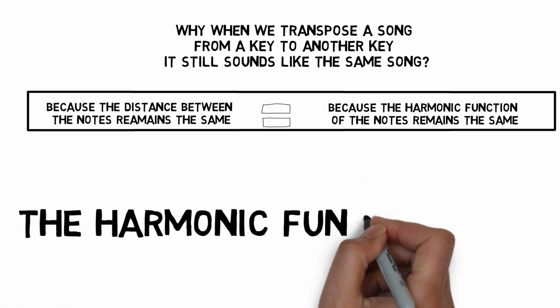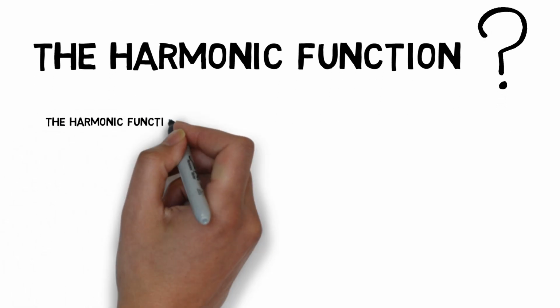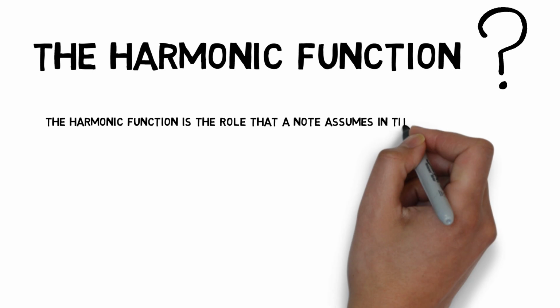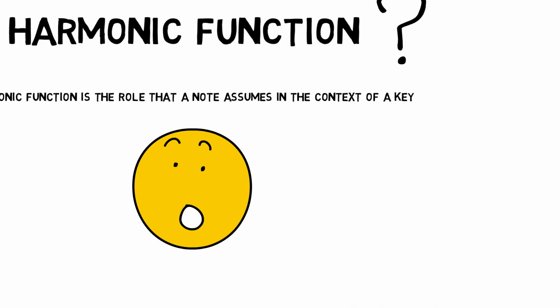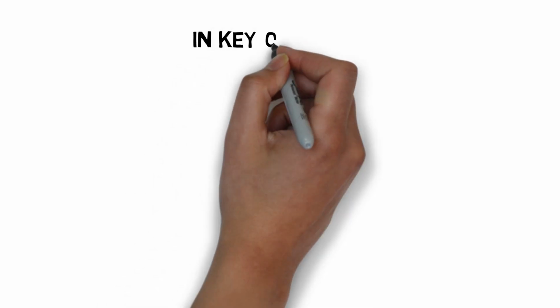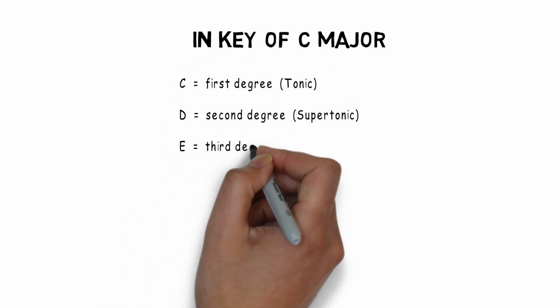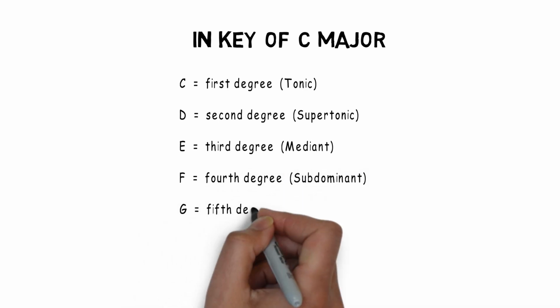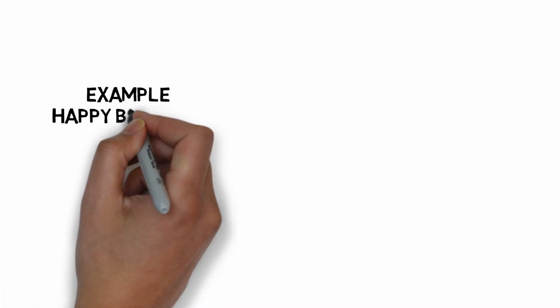The harmonic function? What is it? The harmonic function is the role that a particular note assumes in the context of a key. Wait a moment, don't be scared. Actually, it's simple. For example, in the key of C major, C is the first degree, best known as the tonic of the key. D is the second degree, E is the third degree, F is the fourth degree, and so on. For example, in the Happy Birthday to You melody, the notes assume these harmonic functions.